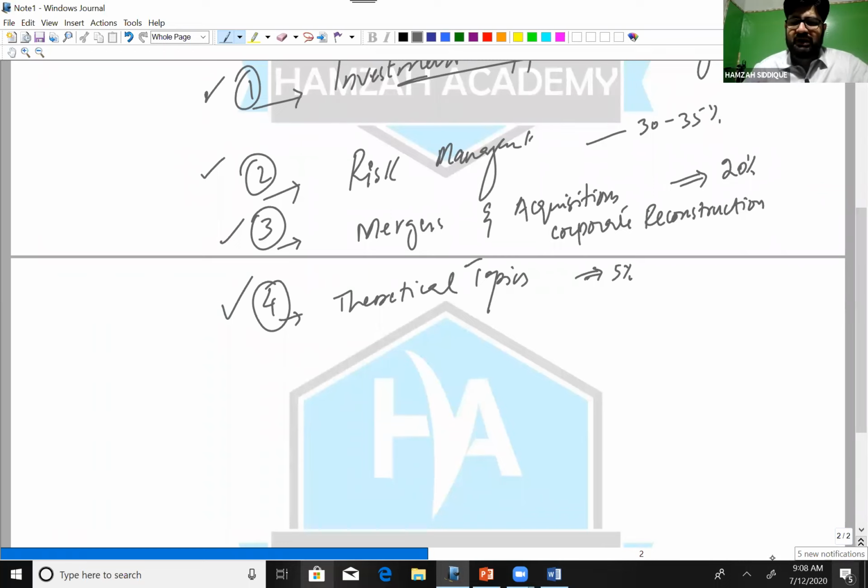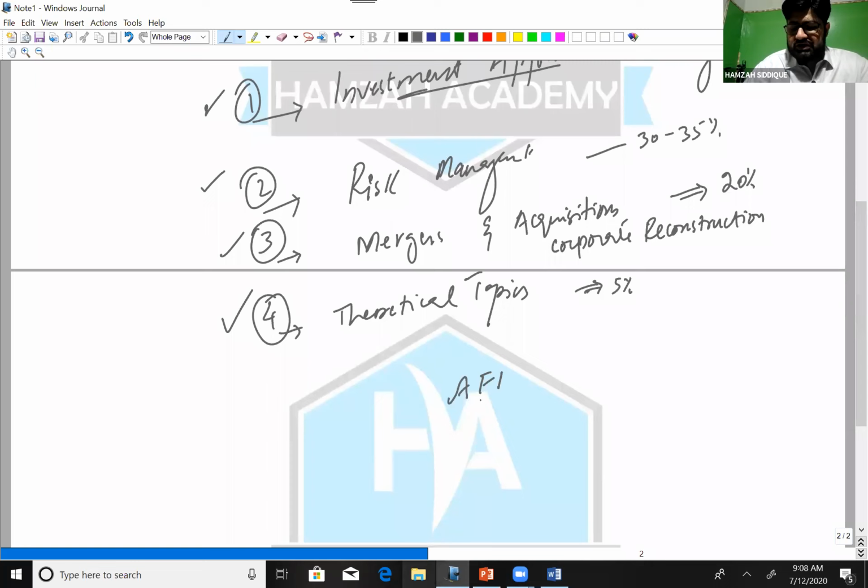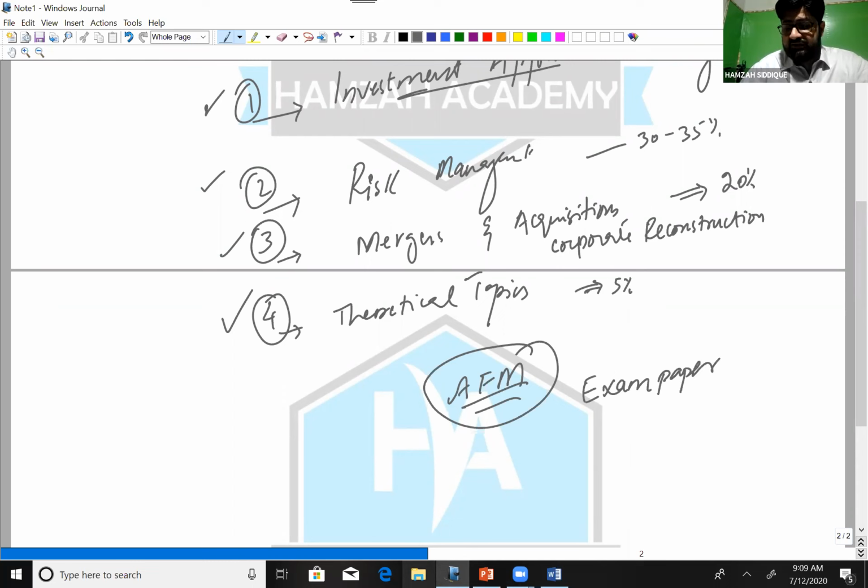And one thing should be clear from the first day. What is that? If you think the AFM paper is a calculation-based paper, yes, we do a lot of calculations. But if we see the exam paper, there is around a 50-50 split between calculation marks and theoretical questions. It means around 50% of the marks are available for theoretical discussion in the exam.